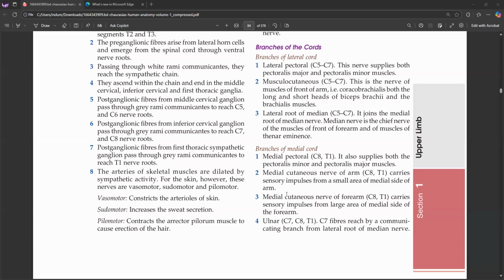Number 3, lateral root of median, C5 to C7. It joins the medial root of median nerve. Median nerve is the chief nerve of the muscles in front of forearm and of muscles of thenar eminence.